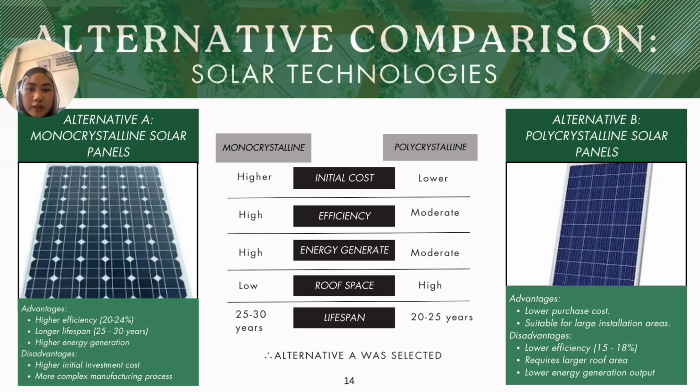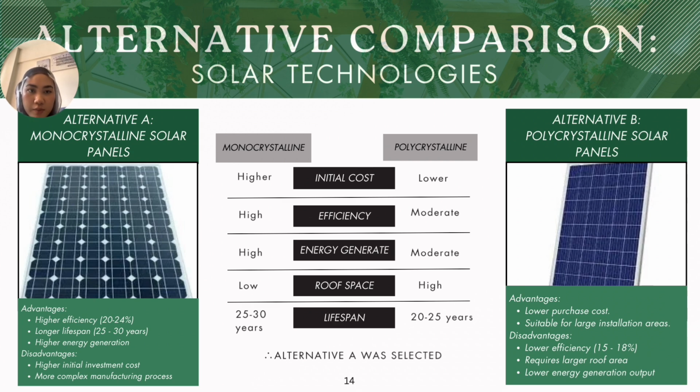So the first one is in terms of solar technologies, and we propose two alternatives: the first one is the monocrystalline solar panel, and the second one is the polycrystalline solar panel. Okay, alternative A offers higher efficiency, ranging between 20 to 24%, and it also has a longer lifespan compared to alternative B, and higher energy generation. However, it has higher initial investment costs than alternative B.